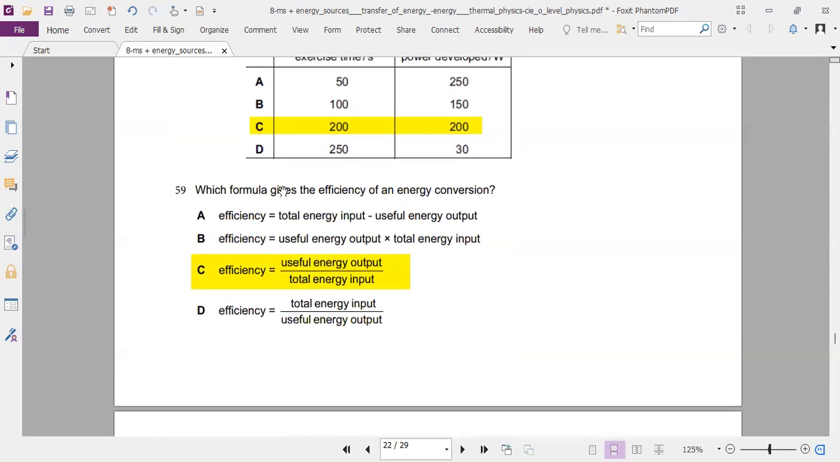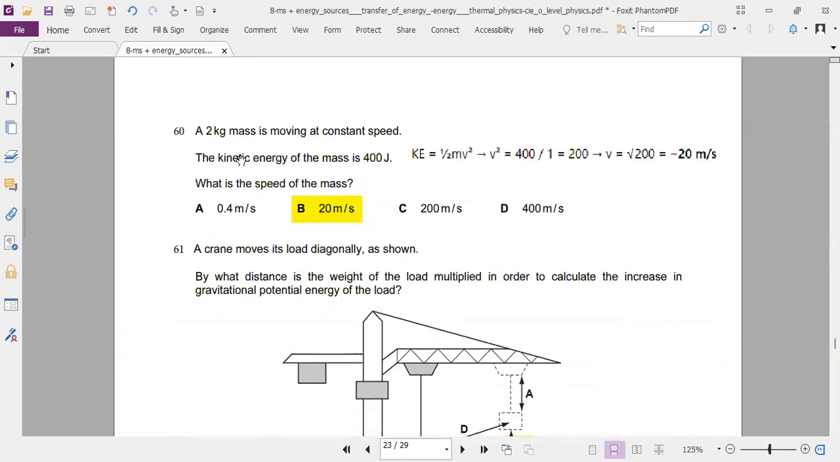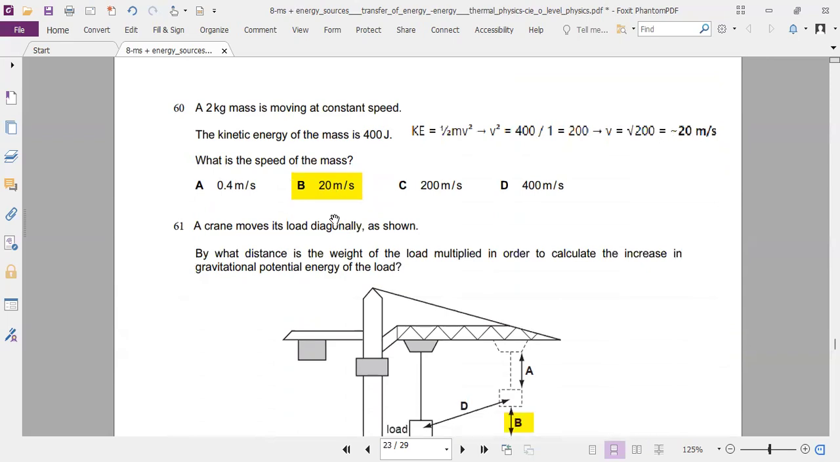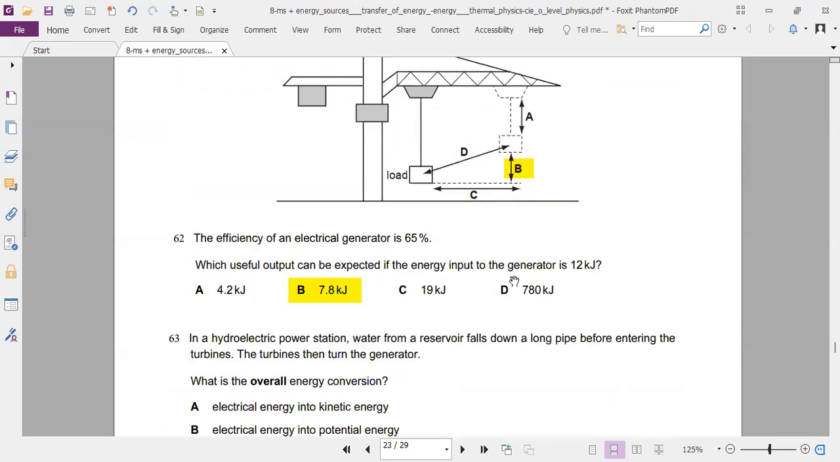Which formula gives the efficiency? It is the output divided by input. Kinetic energy is 400. 2 kg is the mass. Here you get, this is your speed. This question is repeated.